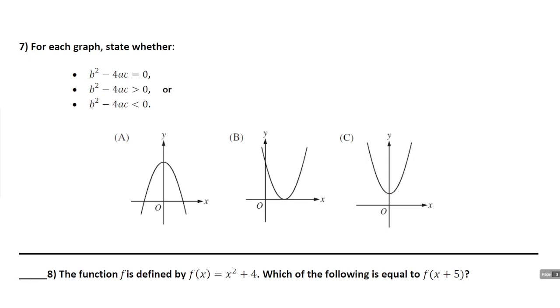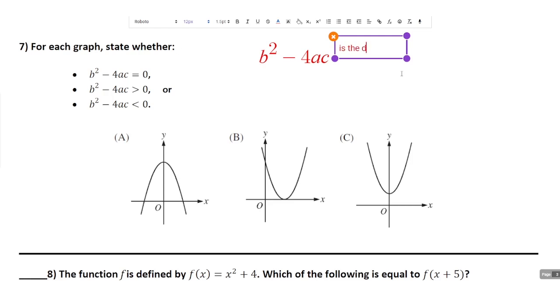Number 7 says, for each graph, state whether the discriminant equals 0, is greater than 0, or is less than 0. So this expression, b squared minus 4ac, is known as the discriminant. And the discriminant is what determines how many solutions your quadratic will have. If it's equal to 0, then you're just going to get 1 real solution.